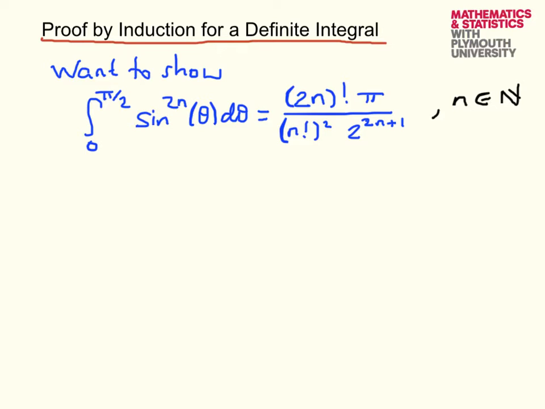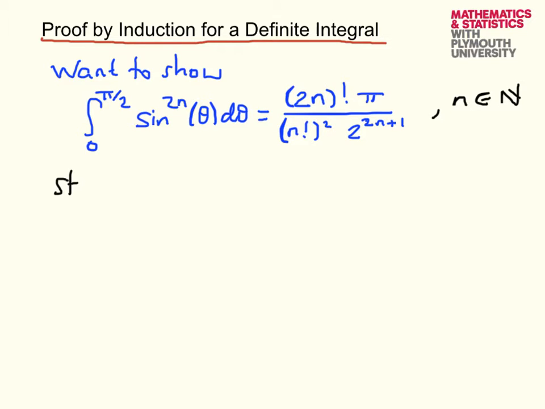And the technique that we're going to use is proof by induction, so there are going to be 3 steps. We are first going to check it works for the simplest value of n. We are then going to assume it works for an arbitrary value, and then we are going to demonstrate that with that assumption we can show it works for the next value of our label, which here is n.